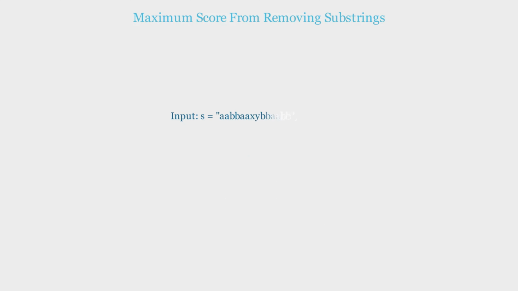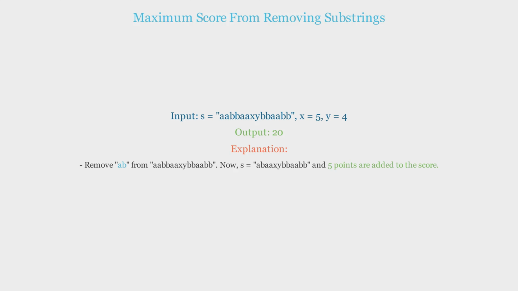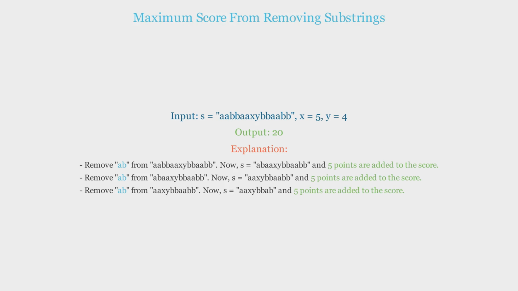For our final example, we'll see a case where the x and y values are equal to 4. The output of our algorithm for this input is 20. Let's go through the steps of how we arrived at this result. Remove ab from ababxibab, and points are added to the score. Remove ab again, and points are added. Remove ab again, and points are added. Remove ab once more, and points are added.